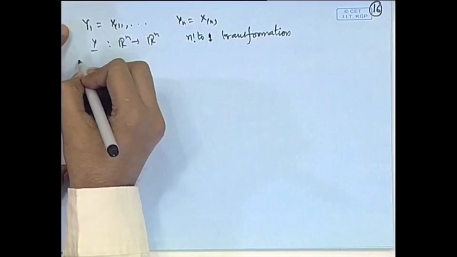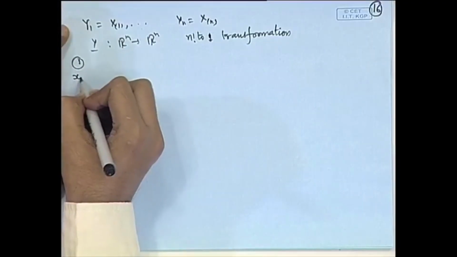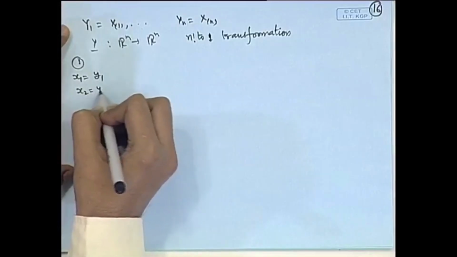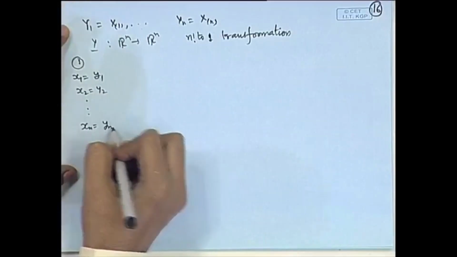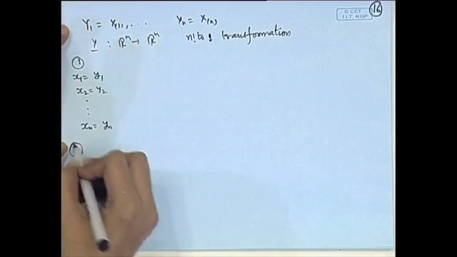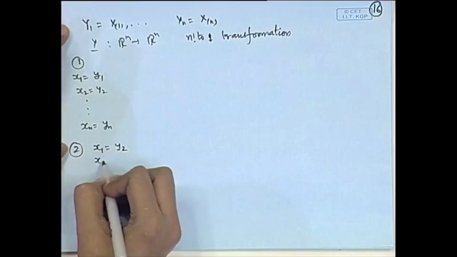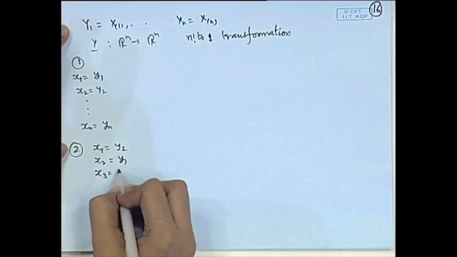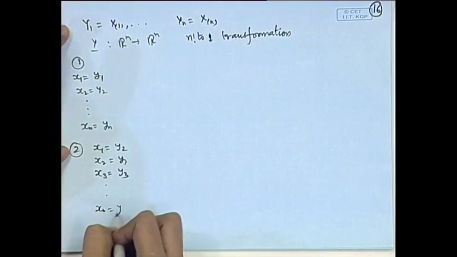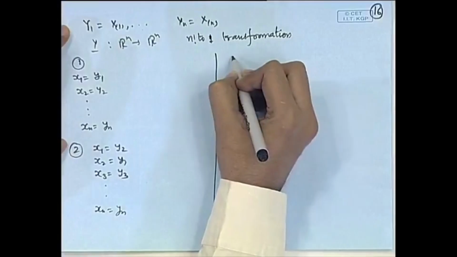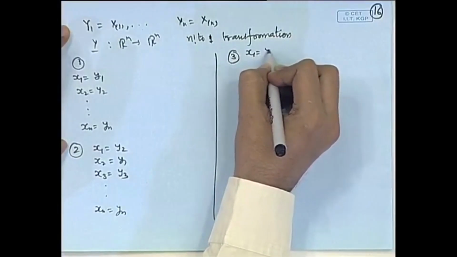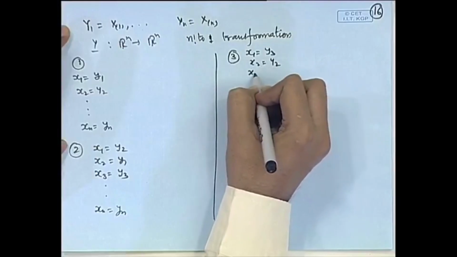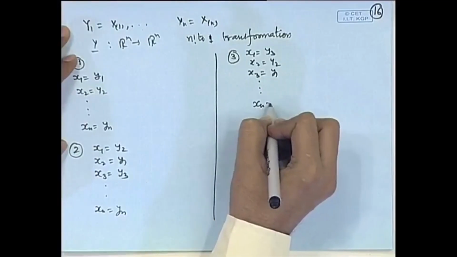So, we can partition R^n into n factorial different regions, so that from each region it is a 1 to 1 transformation. In region 1, for example, you may have x1 equal to y1, x2 equal to y2 and so on, xn equal to yn. In region 2, we may have x1 equal to, say, y2, x2 equal to y1, x3 equal to y3 and so on, xn equal to yn. In region 3, it may be x1 equal to, say, y3, x2 equal to y2, x3 equal to y1 and so on, xn equal to yn, and so on.